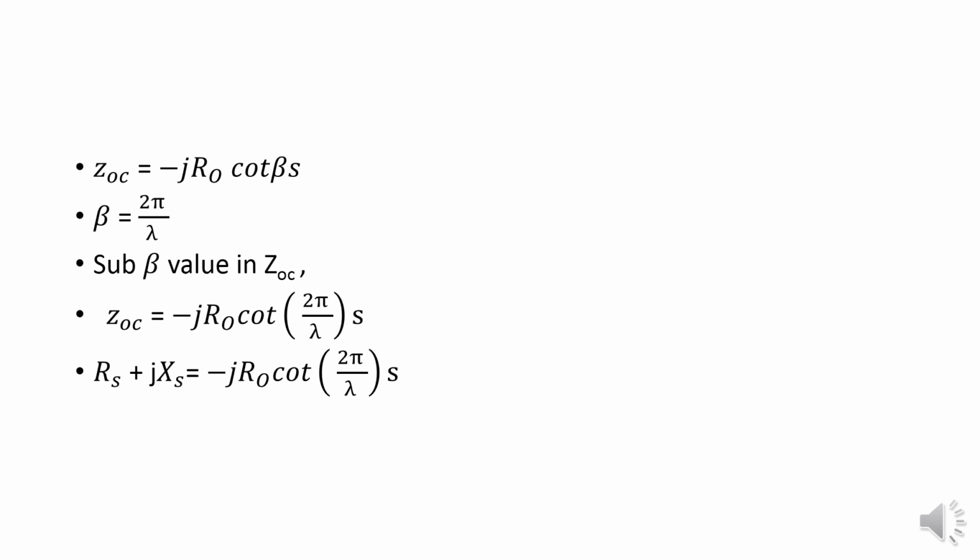Then Rs plus J omega XS will be equal to minus J R0 cot 2 pi divided by lambda into S. Now we have to equate the real and imaginary terms. Rs will be equal to 0 and XS will be equal to minus R0 cot 2 pi divided by lambda into S. Then XS divided by R0 will be equal to minus cot of 2 pi divided by lambda into S.